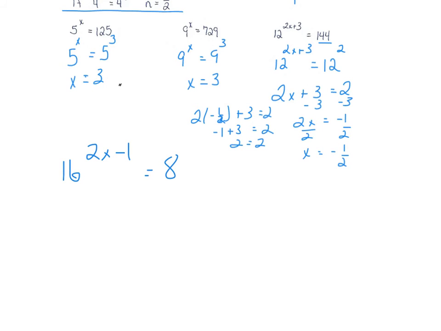Let's do one more. 16 to the 2x minus 1 equals 8. Now, I cannot rewrite 16 with the base of 8, and I can't rewrite 8 with the base of 16, but they both can be rewritten with base 2. We can rewrite 16 as 2 to the 4th, times 2x minus 1, and 8 is 2 cubed. So using our rules for exponents, this becomes 2 to the 8x minus 4 equals 2 cubed.